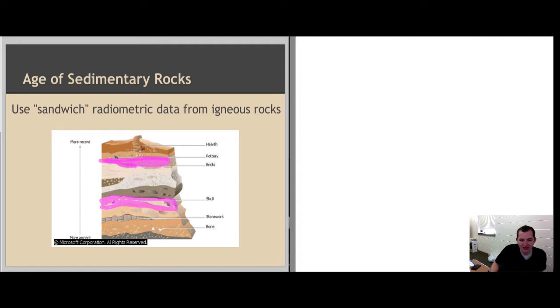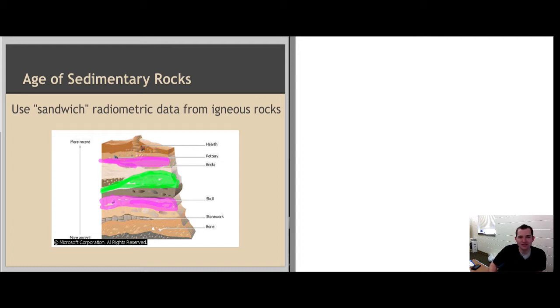But if we knew, say, hypothetically, the age of these two layers of rock, and we were trying to determine the age of this layer of sedimentary rock here, we are able to use the data above and below to help us sandwich it, or give ourselves a bracket of how old that is.